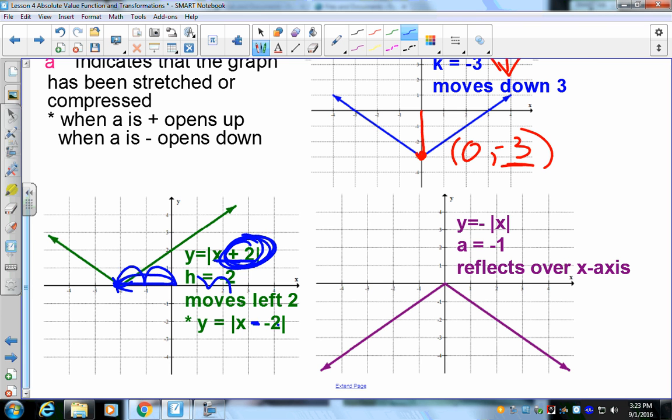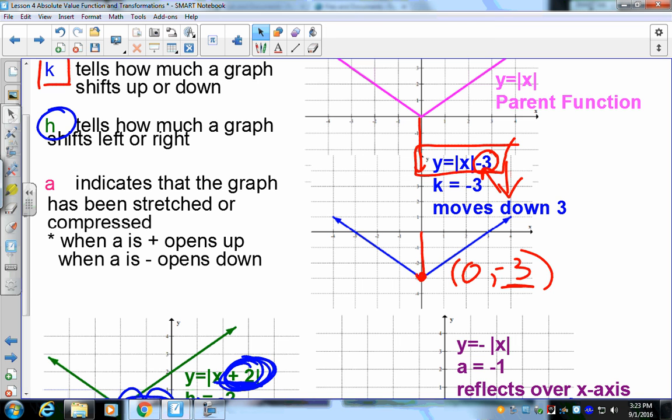Okay, and so the opposite value of this is the x value of the coordinate. And so, of course, if I have two shifts happening, if it shifts to the left and up, I will no longer have a 0 in either coordinate for my vertex. And the last one we're going to talk about is our a value.